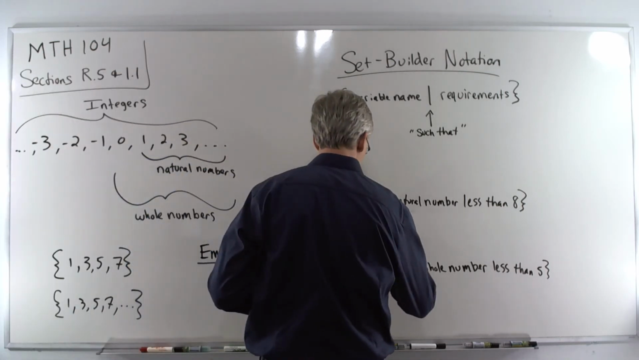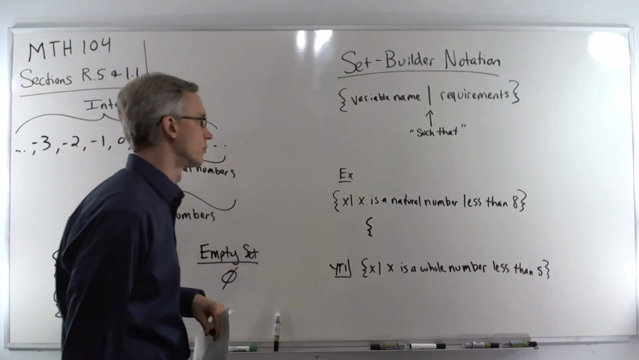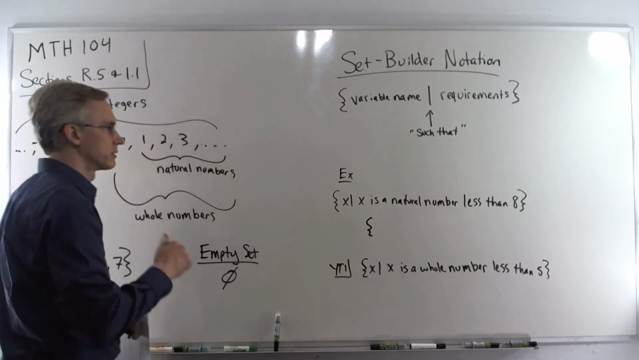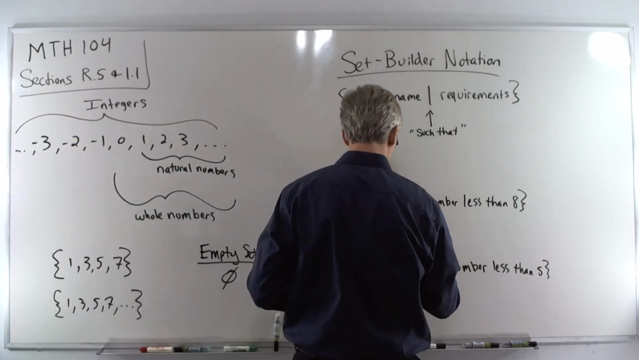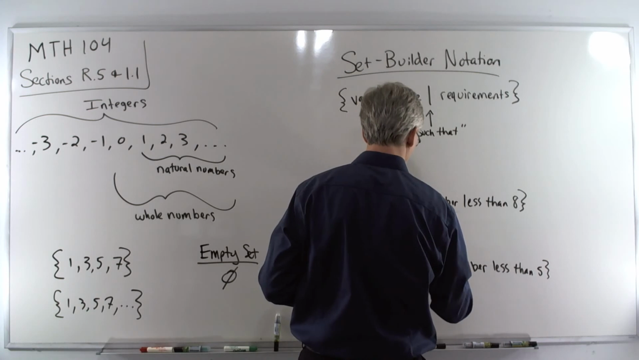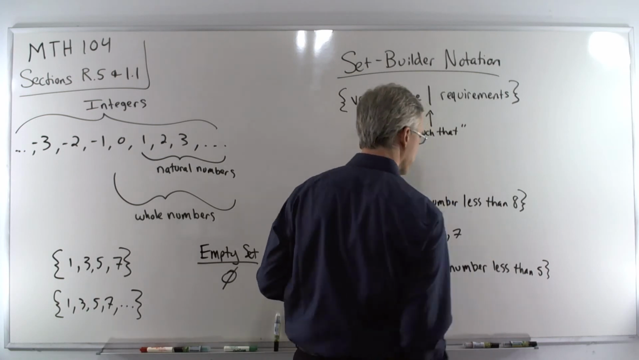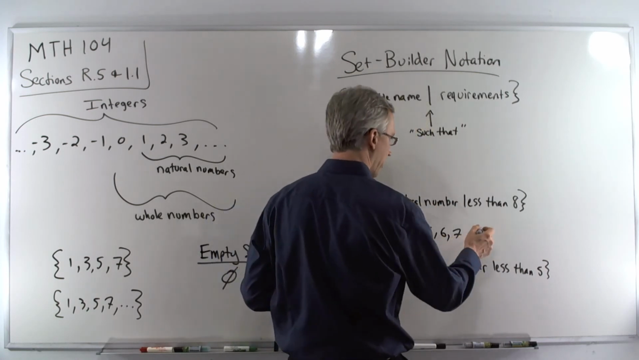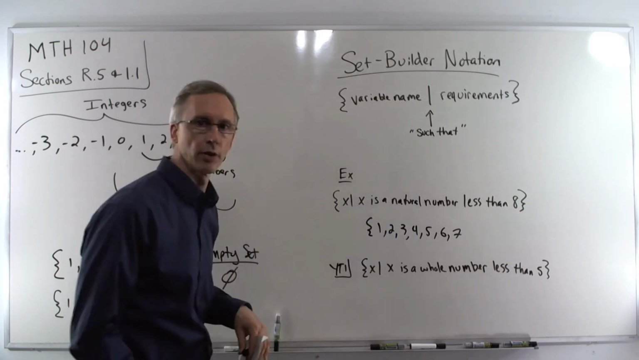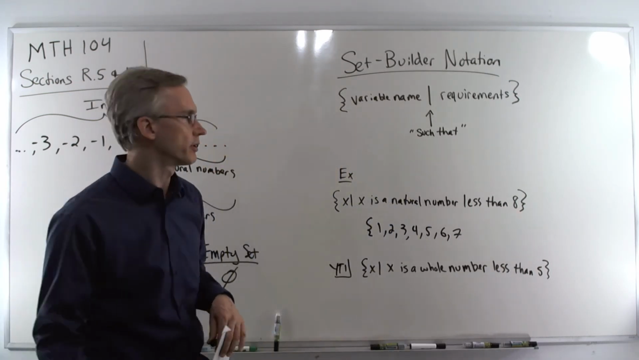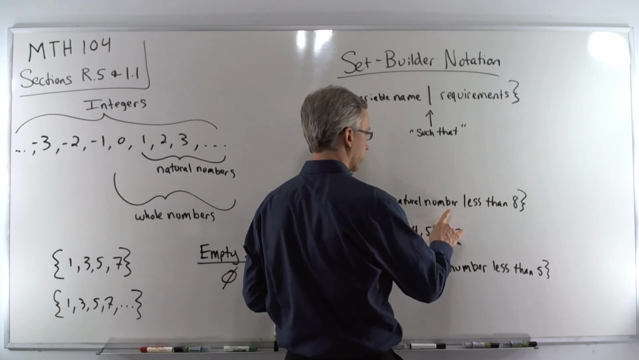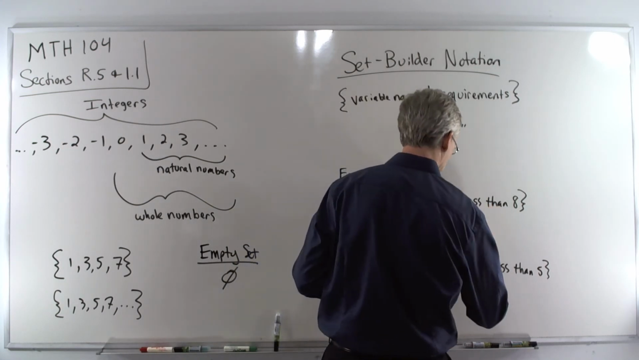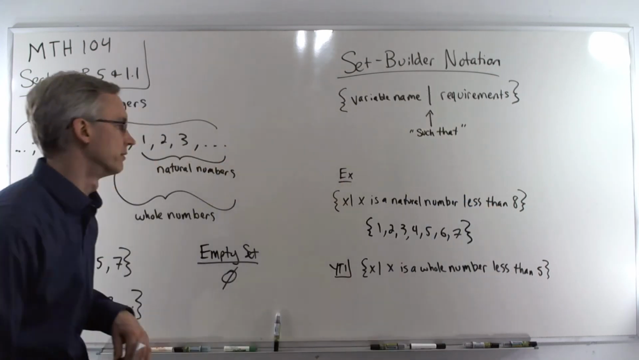So when we write the set, I always start with a curly brace. We have the natural numbers that start at 1. We're going to do 1, 2, 3, 4, 5, 6, 7. 7 is still less than 8. But if I put an 8 there, 8 is not less than 8. So 8 is not in the set. If we wanted to include 8, we would say x is a natural number less than or equal to 8. So there's our set, 1 through 7.